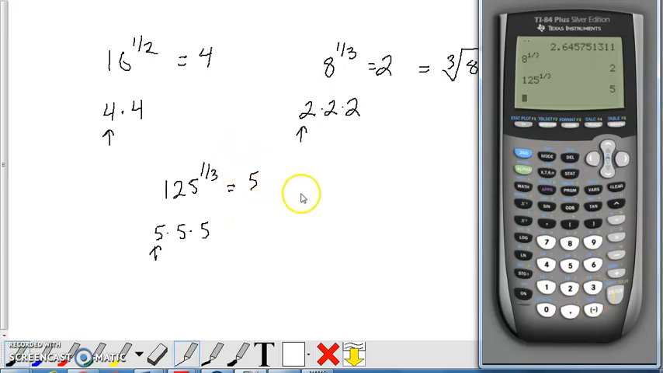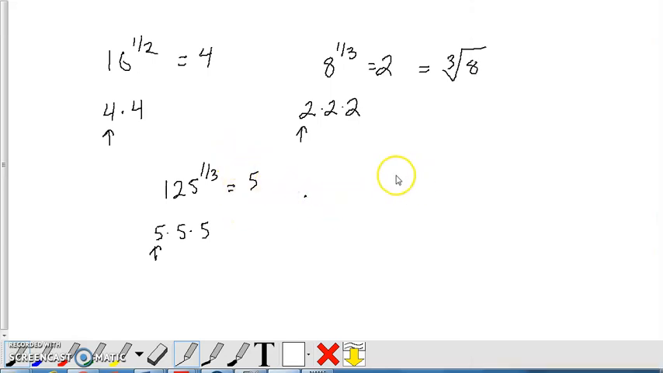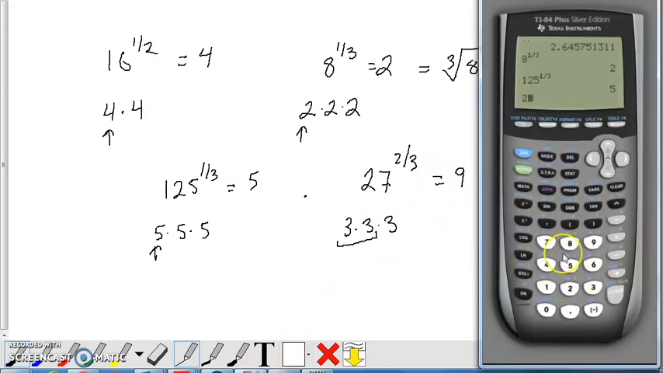All right, let's go a little bit harder. What happens if I say 27 to the power of 2/3? This time I want the same number 3 times, so that'll be 3 times 3 times 3. But this time I want 2 of the numbers, so 3 times 3. So this number should be 9. Let's test it out on our calculator. So 27 to the power of 2/3 does in fact give you 9.